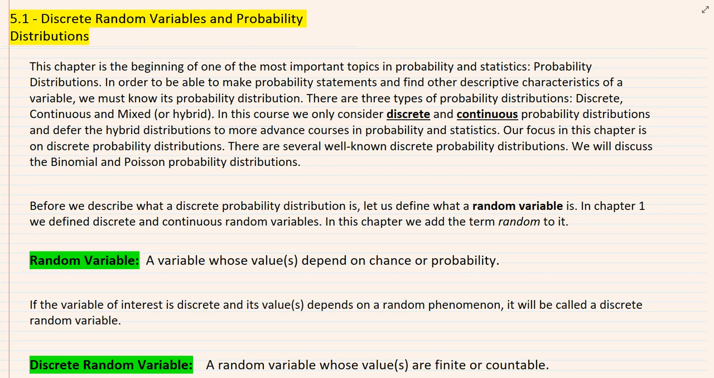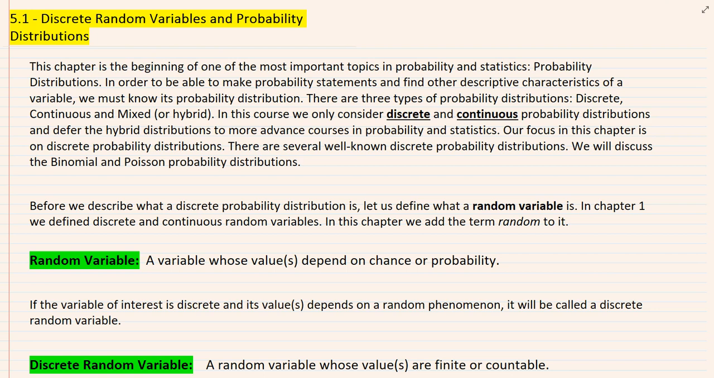So we are in chapter 5. Chapter 5, we're going to take on the topic of discrete random variables. In section 5.1, we're going to take a look at what discrete random variables are, and also we'll discuss probability distributions of these random variables.